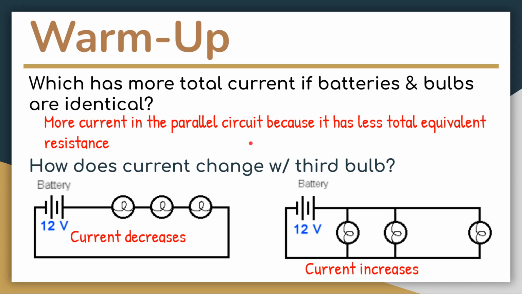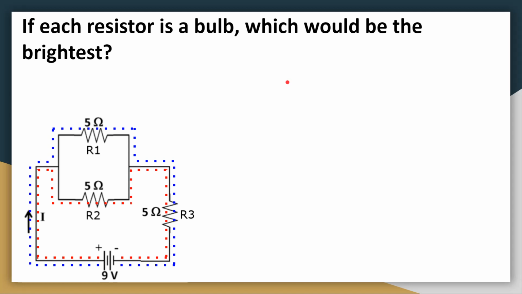I told you we went over this question yesterday with some different numbers, but the reason I keep asking you this is because you will see it again. It says, if each resistor is a bulb, which would be the brightest? This is another circuit that, like the warm-up, has 3 bulbs that have exactly the same resistance, 5, 5, and 5. If I want to determine which would be brightest, I need to analyze this circuit in terms of the power output at each of those light bulbs, because the one with the greatest power will be the brightest.